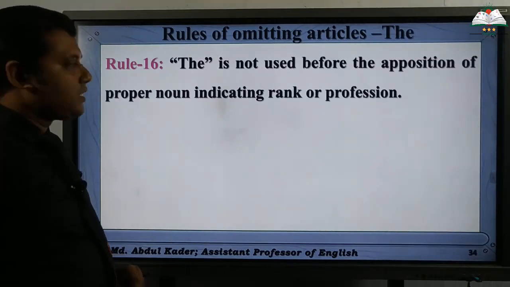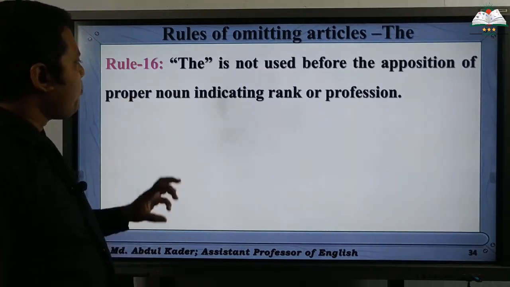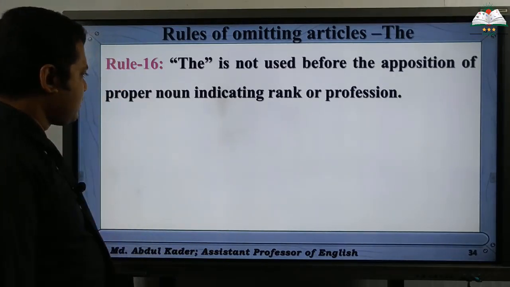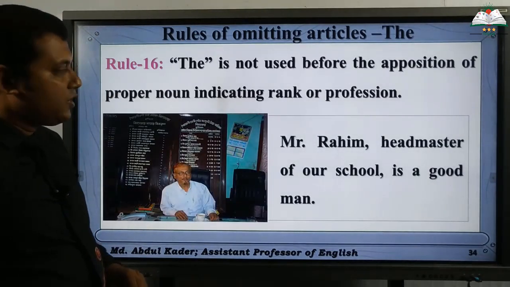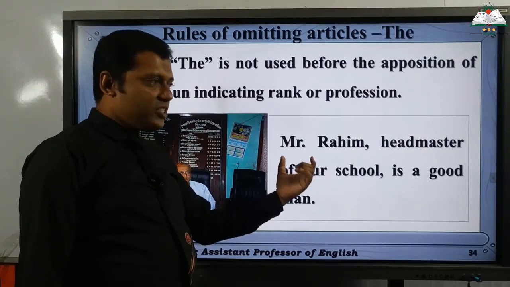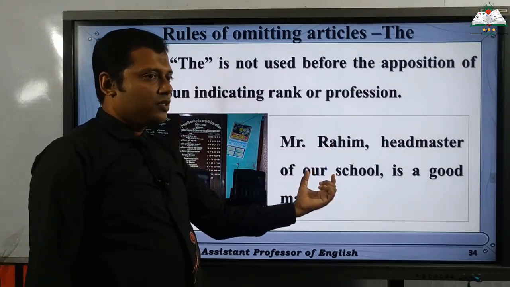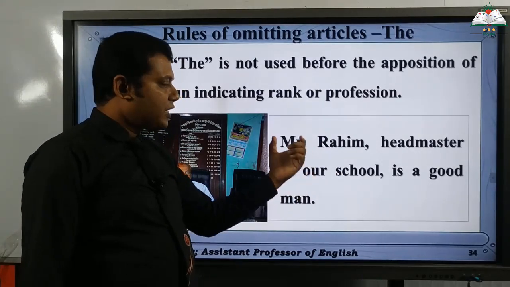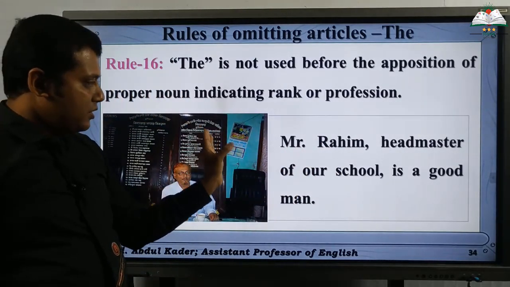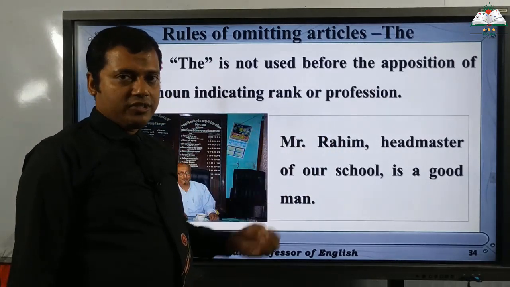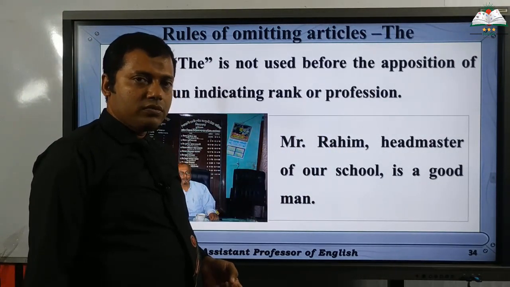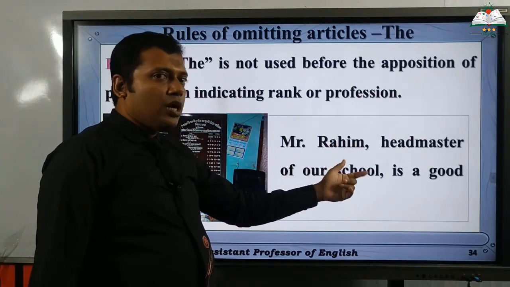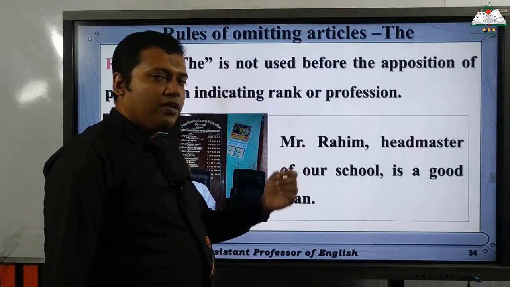Now rule number 16. The is not used before the apposition of a proper noun indicating rank or profession. What does it mean? See here, look at the example. You will understand, I hope. Mr. Rahim, the headmaster of our school, is a good man. Who is Mr. Rahim? Headmaster of our school. This is called case in apposition. And what is case in apposition? Case in apposition always gives some extra information about a noun or a pronoun. And please keep it in mind that whenever you use case in apposition, you have to use a comma before and after the case in apposition.